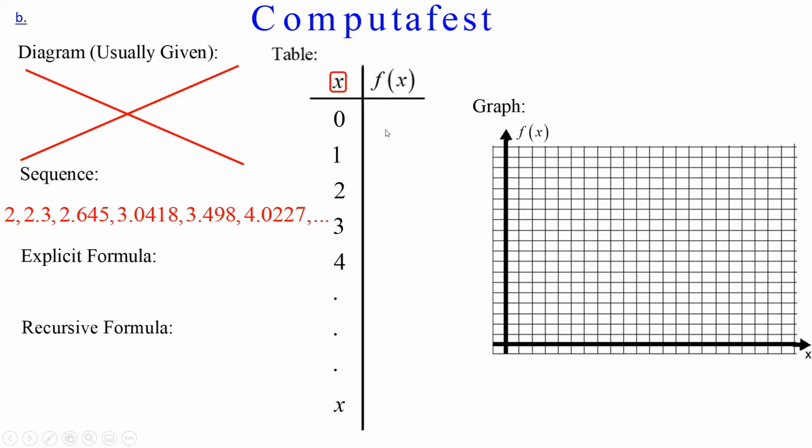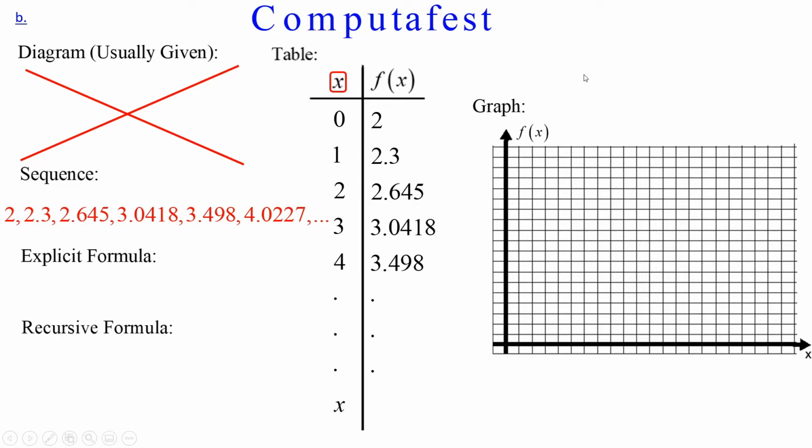And then my f of x's would be the outputs of my sequence over here. So I'm going to go a 2, a 2.3, a 2.645, a 3.0418, and then a 3.498, and that's far enough to see the pattern. We'll come up with our explicit expression in just a second. And now let's talk about what do we know.